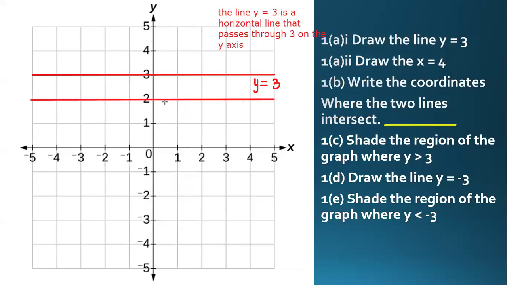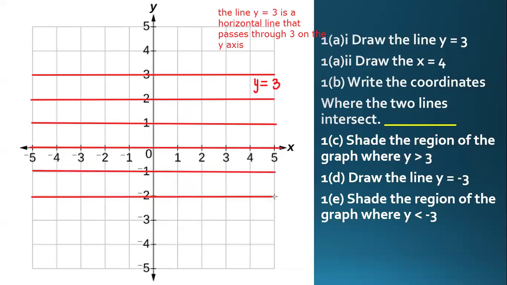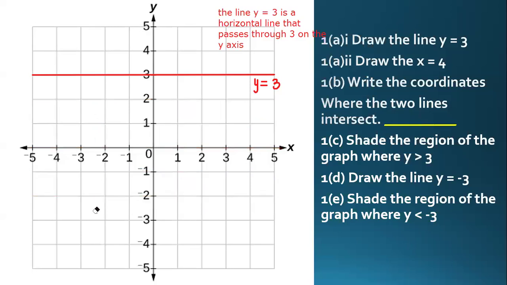Passing through 2. If it's y is equal to 1, it's going to be a vertical line, sorry, horizontal line passing through 1. The line y is equal to 0 is the x-axis, passing through 0. The line y is equal to -1 is that. The line y is equal to -2 is that. Does that make sense to you? Yeah. Good. So y is equal to 3 is this one.